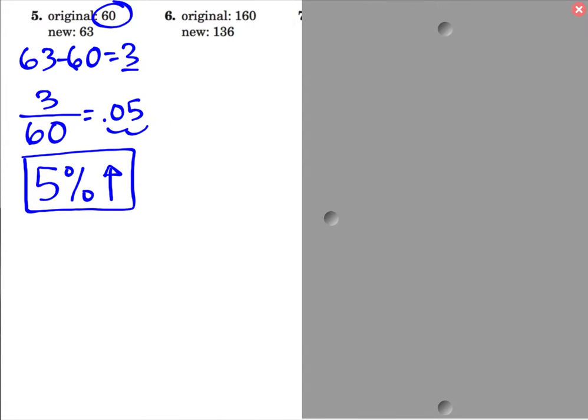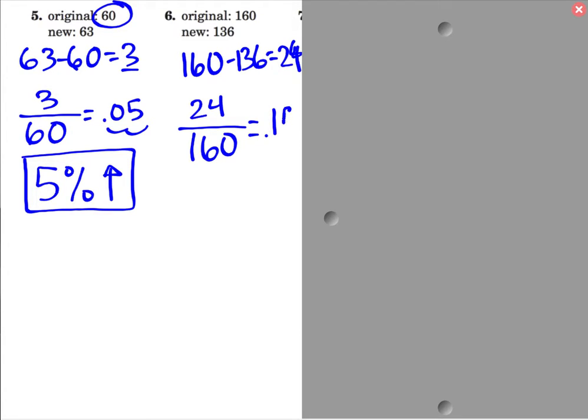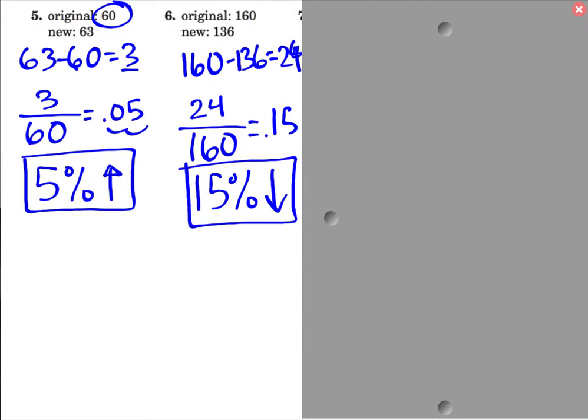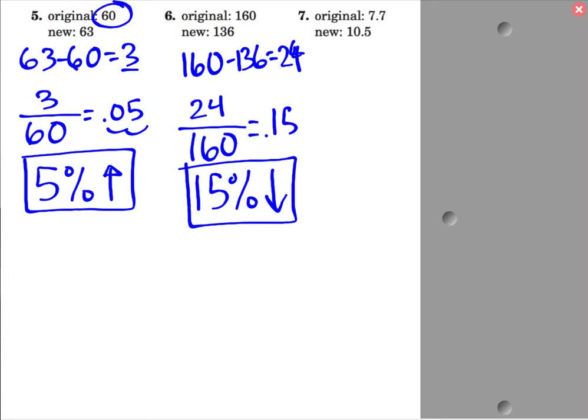Next example, going from 160 to 136, first you find the amount of change. 160 minus 136 is 24. We'll take 24 and divide it by the original, 160, and we get 0.15. Change that to a percent, it is 15%, and this went down, so it's a 15% decrease. Next example.